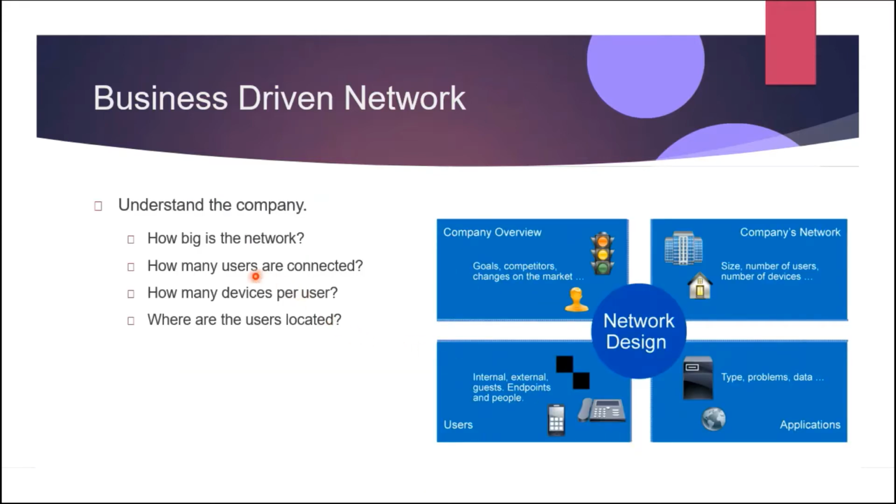So first, we need to understand the company. A good way to start gathering information is to understand the company. Here are a few questions that you might want to start with. First, you have to ask, how big is the network? Is it a LAN? Is it a WAN? Will it cover a geographical network? Will it connect networks from different cities, different countries? You have to know the size of the network.